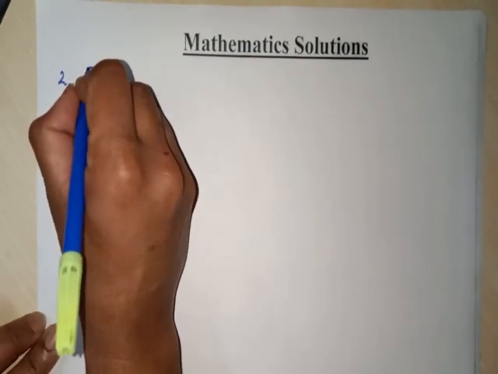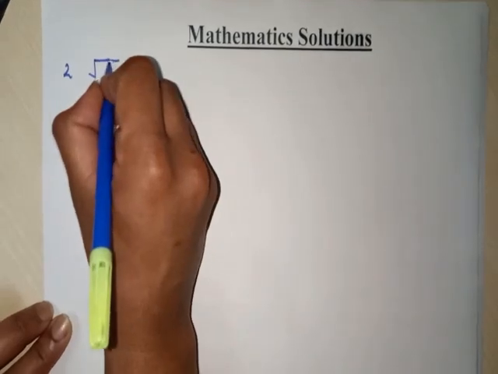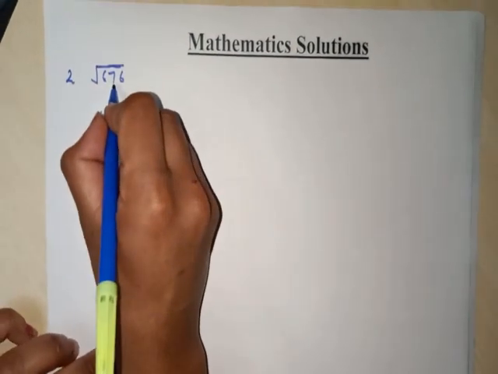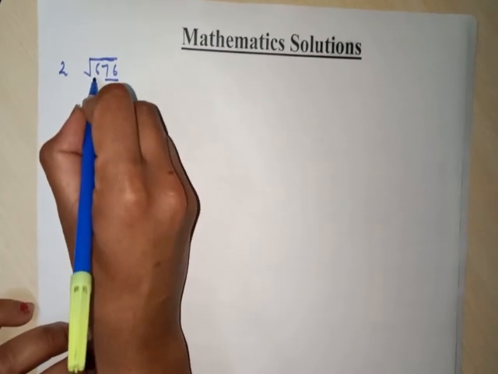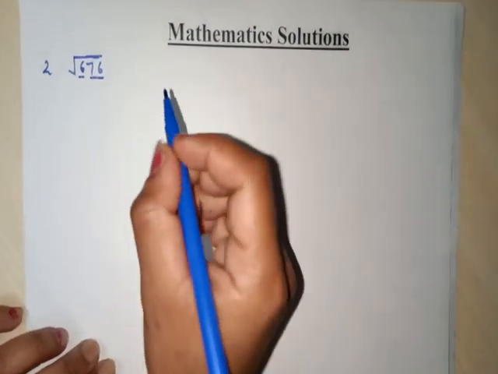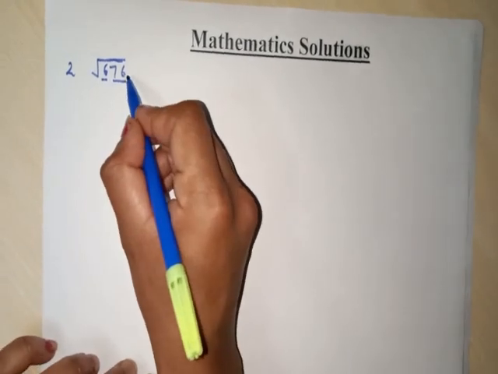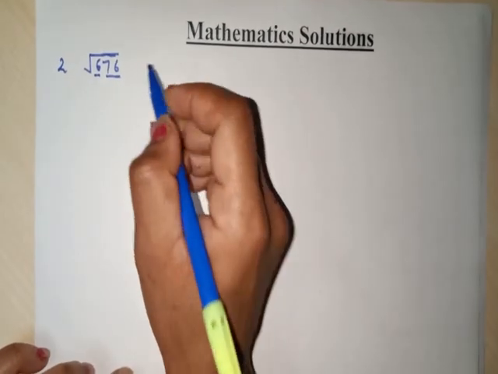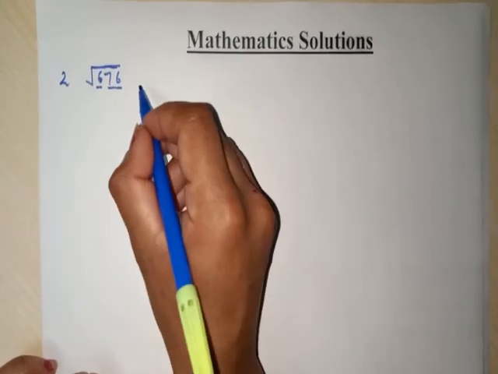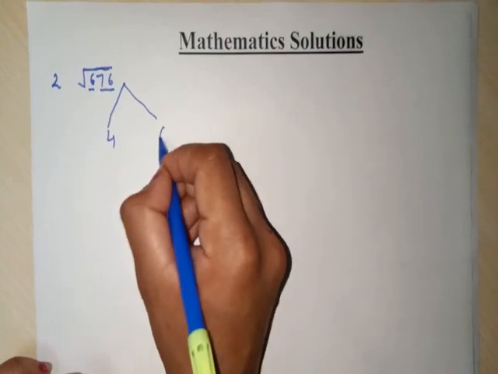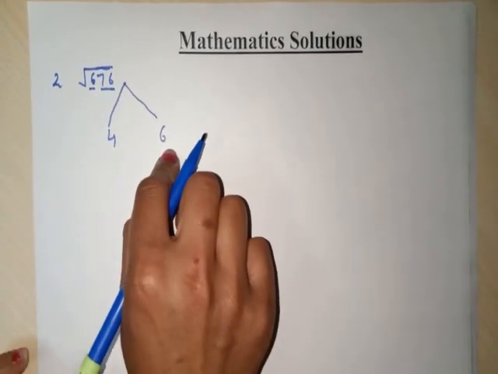Second example is 676. First of all, pair the digit from the last and pair the rest of the digit. Now you can see that here 6 is the unit digit, and we know that 6 comes only in the square of 4 and 6. So we write both the numbers here.